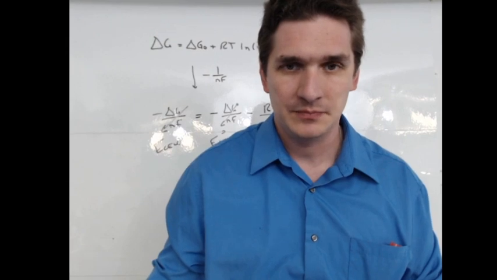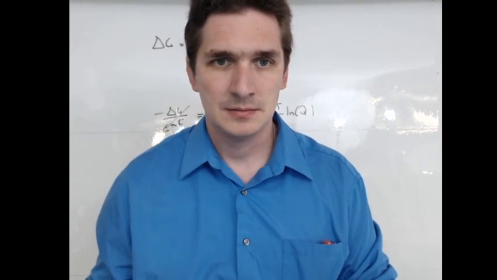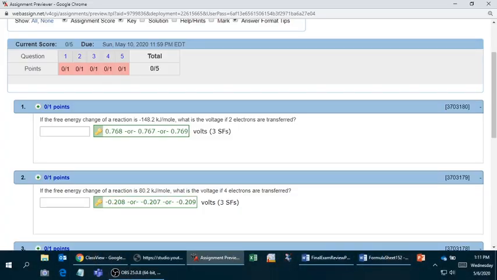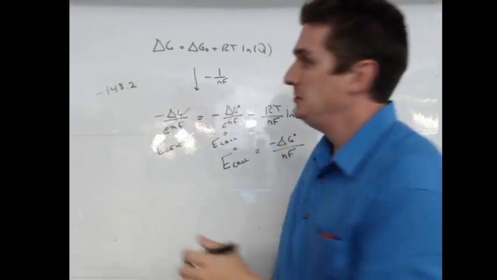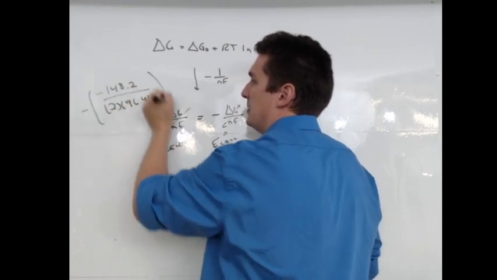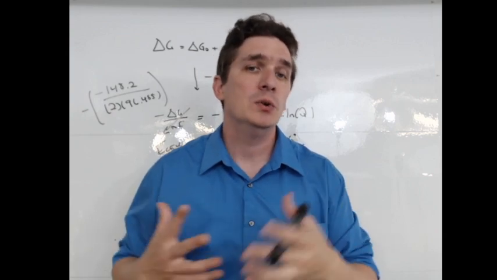But I can bring up an example problem. So the first problem that's on WebAssign: free energy change is minus 148.2 kilojoules per mole. What is the voltage if 2 electrons are transferred? So you're going to take this minus 148.2, it tells you there's 2 electrons transferred, 96.485, and you're going to multiply the whole thing by negative. So minus 148.2 divided by 2 times 96.485 times negative 1 will give you the voltage.